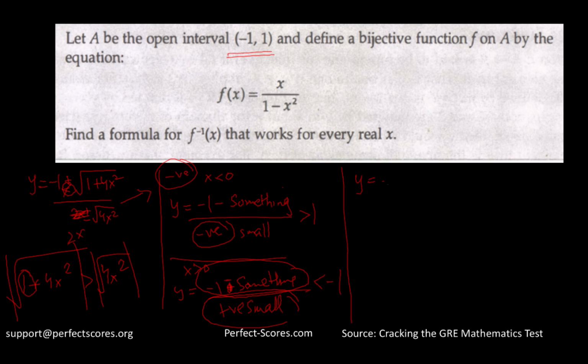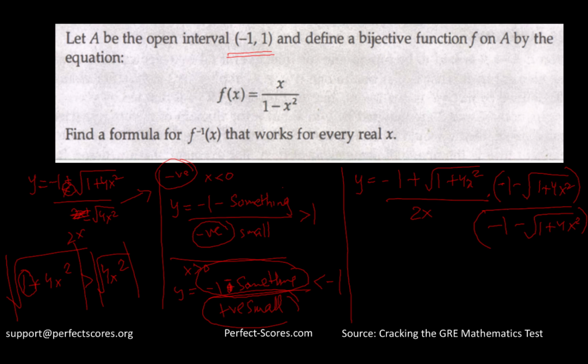So we can disregard the negative value and we can only take the positive value, which is 1 plus 4x squared divided by 2x. Now just to get rid of this 2x, you can rationalize this. That's up to you. So how do you rationalize it? Instead of having -1 and positive here, you're going to have -1 and negative 1 plus 4x squared, and it'll come up. So you will have a function here which will actually be your answer.